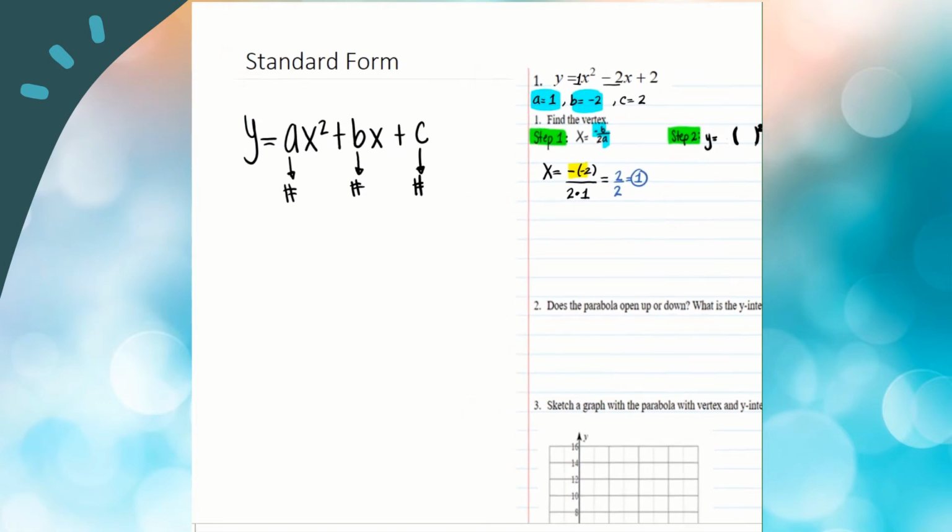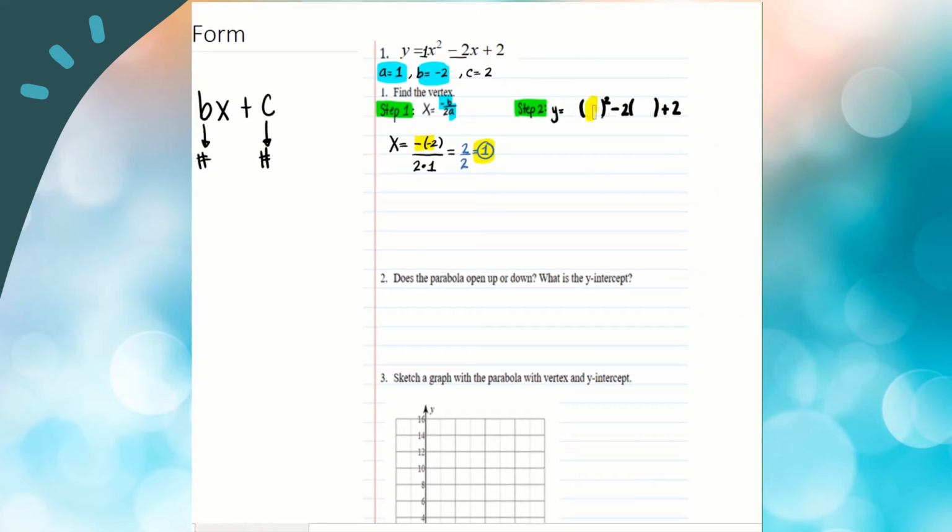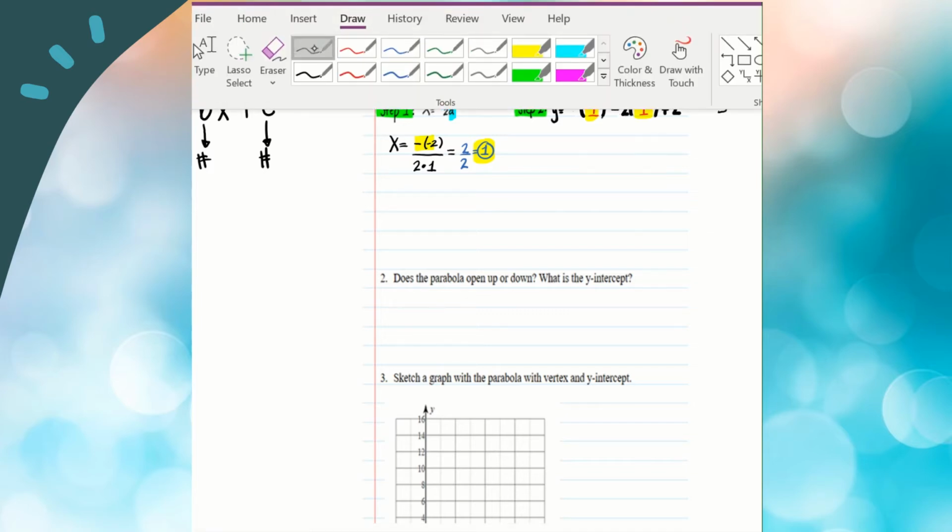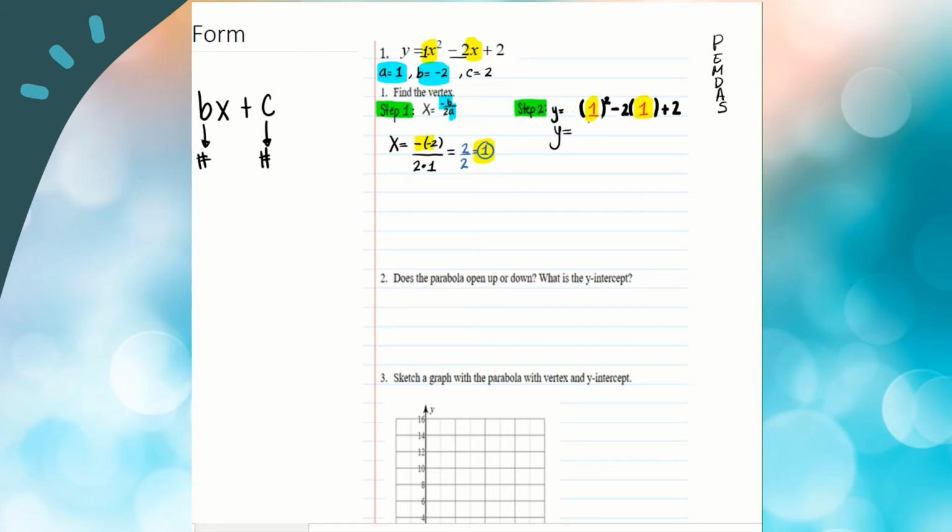Now, once you know your x-coordinate, you simply replace x with +1 everywhere you see it in your equation, which is in 2 places. So we'll be plugging in 1 inside the parentheses. And then we'll follow PEMDAS to know what order we're going to be simplifying this equation here. So the first thing we'll do is take care of the exponents. 1 squared means that you're multiplying 1 2 times. 1 times 1 is +1. So 1 squared becomes +1.